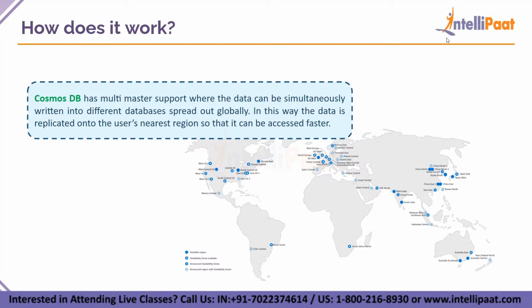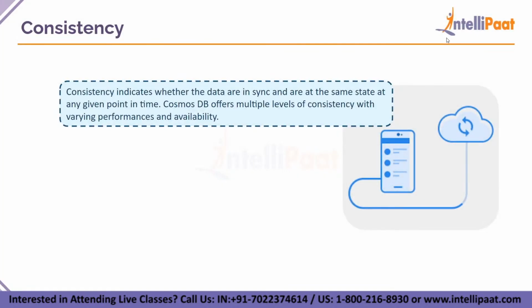For example, if it's a website and the data is written in a server in the US, and the users are from all over the world, a user from the US accessing the data will get it much faster than people around the world. There is a term called consistency which defines this. Consistency indicates whether data are in sync and at the same state at any given point in time.